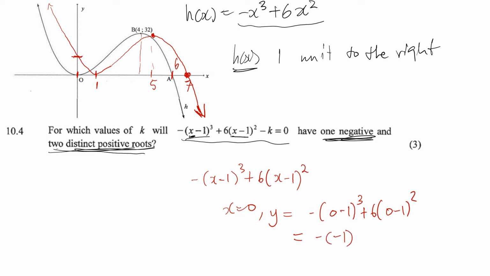minus into minus 1 plus 6, right? So it's 1 plus 6, and this will give us what? This will give us 7. So the new y-intercept is 7.